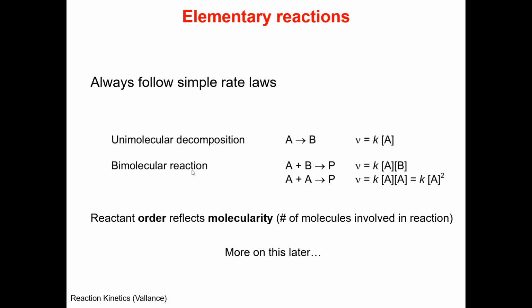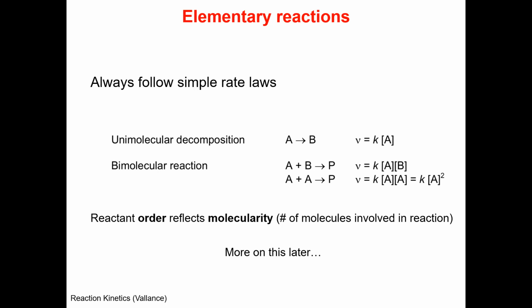Then for the bimolecular reaction, we have A plus B. So it depends on the concentration of A and B. But here we have the concentration of A and A. So that is why we have k times the concentration of A times the concentration of A, and we have k[A] squared. So reaction order reflects molecularity. So the reaction order is called molecularity.